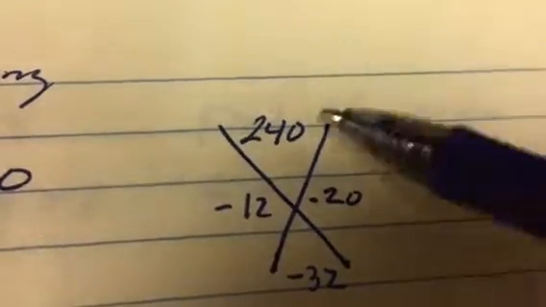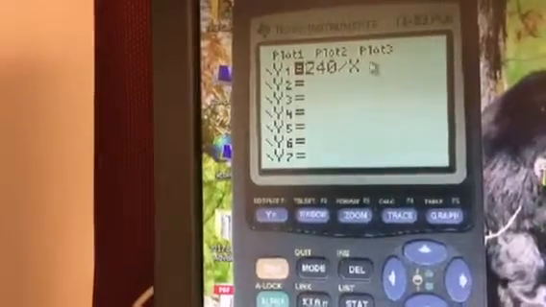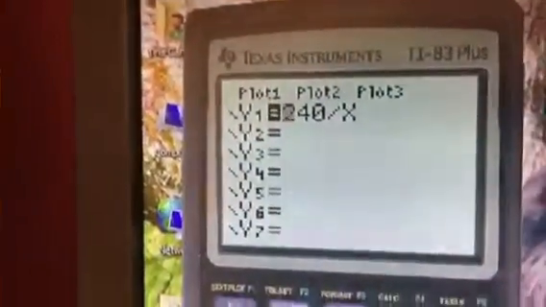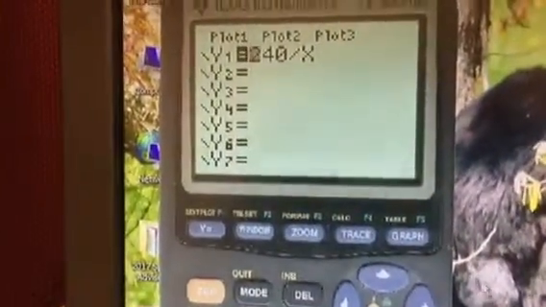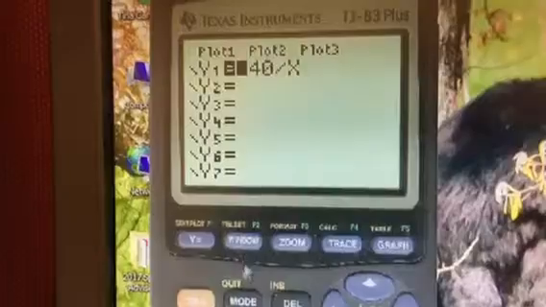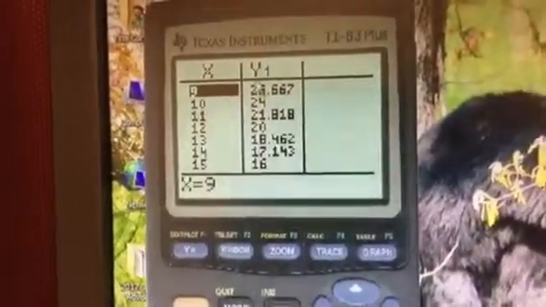Now I want factors of this that add up to the middle term, the B, and our B is negative 32. So I'm going to use my calculator to find those two terms. If you go to y equals on your calculator and type in 240, which is the A times the C, and divide by X, it'll show you everything that multiplies together to get that number. So I'm going to go to my table, press second and graph, and notice I come up with values.